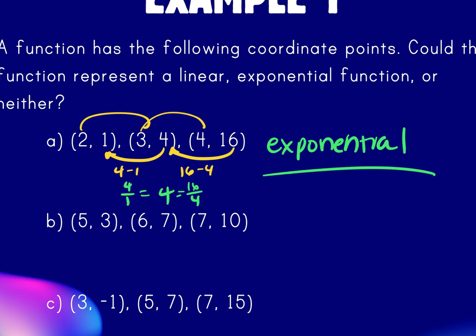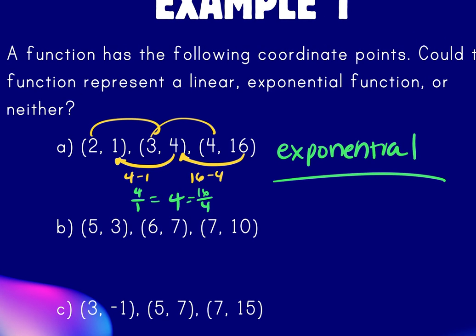Now I go to B. Are my x values, or input values, increasing or decreasing on the same interval? Yes, they're going up by 1. So now compare your y values. From 3 to 7 and 7 to 10, 7 minus 3 and 10 minus 7, are those the same? No. 7 over 3 and 10 over 7, are those the same? No. So this is neither.